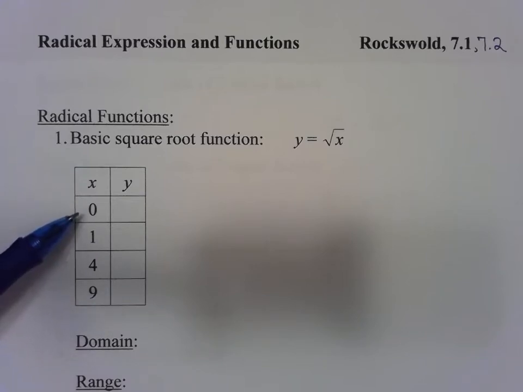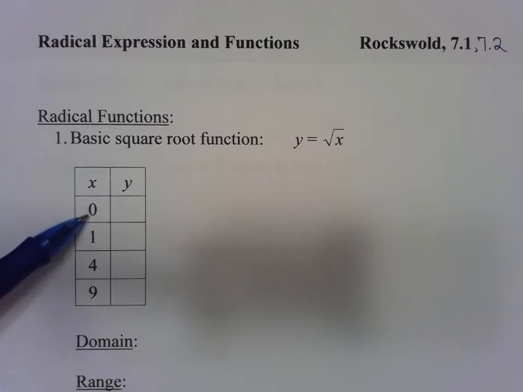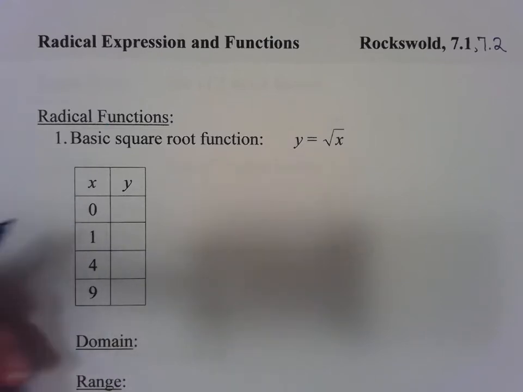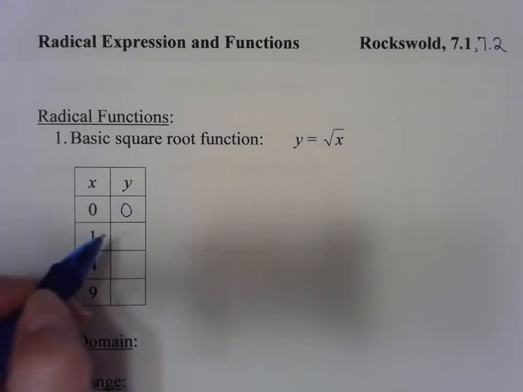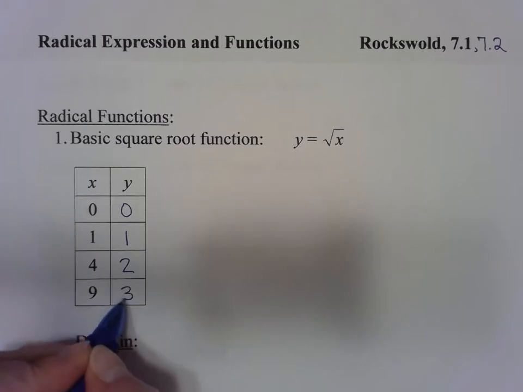If you'd rather be able to do it in your head, then you might want to pick perfect squares, which we've talked about. So a perfect square is a number times itself, like 1 times 1 is 1, and 2 times 2 is 4, and so forth. So those really make nice x values for this function. All right, so we're going to take our x values, plug them in and take the square root. The square root of 0 is just 0. The square root of 1 is 1. The square root of 4 is 2. And the square root of 9 is 3.